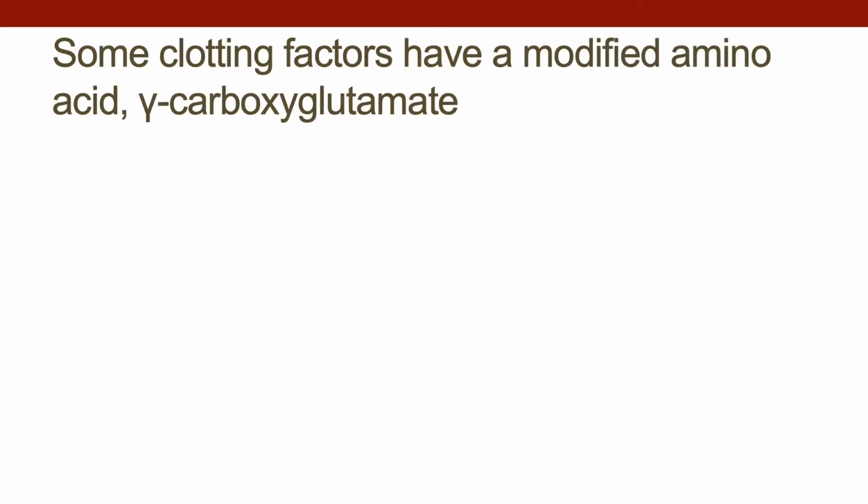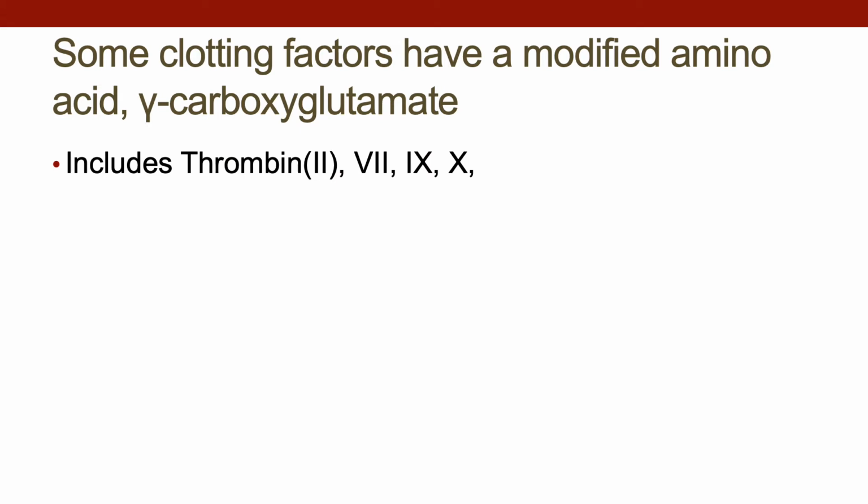There's an unusual bit of biochemistry that occurs in blood clotting, and that is that they contain a modified amino acid, gamma-carboxyglutamate. So it's an amino acid that is not one of the 20 usual ones that can be introduced by the genetic code. And the factors that are modified in this way include thrombin, factor 7, factor 9, and factor 10.